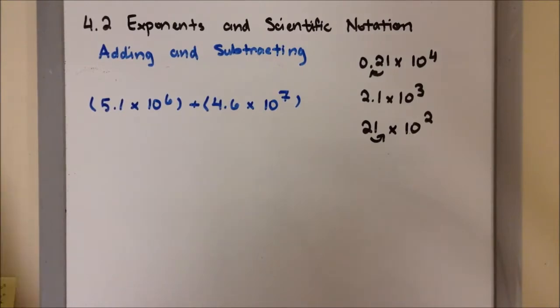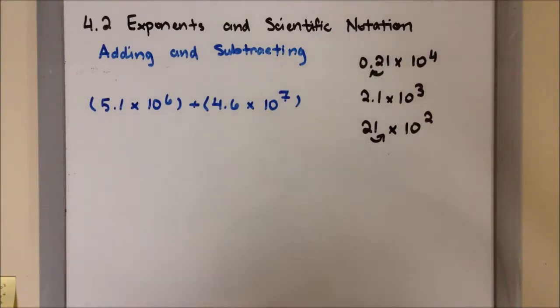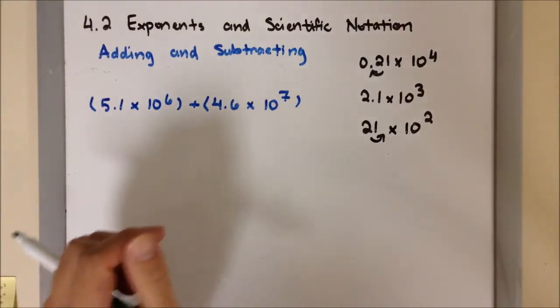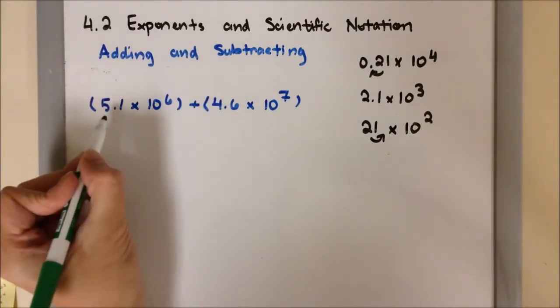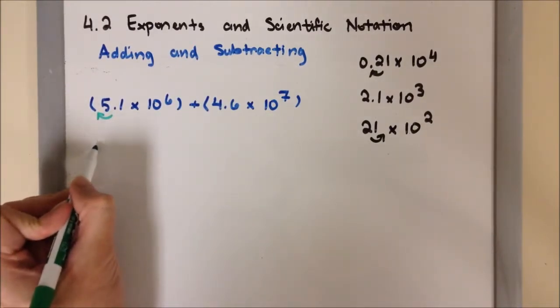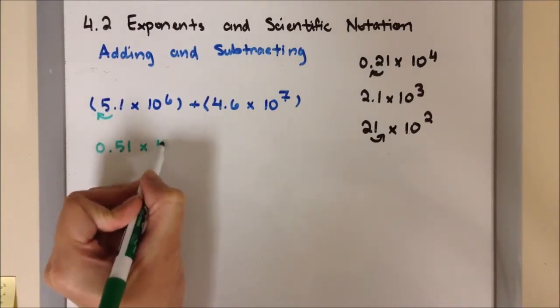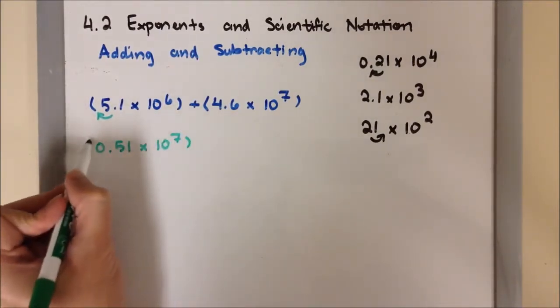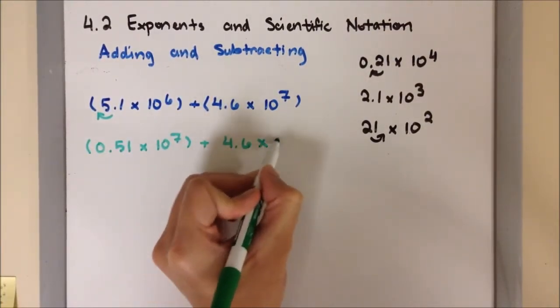In this example, we have 5.1 times 10 to the 6th plus 4.6 times 10 to the 7th. Alright, they have different exponents on the 10, so I want to change the 6 into 7. So I'm going to increase my exponent by 1 unit. If I increase it by 1 unit, I'm going to move my decimal to the left 1 time. So my new example is going to look like 0.51 times 10 to the 7th plus 4.6 times 10 to the 7th.